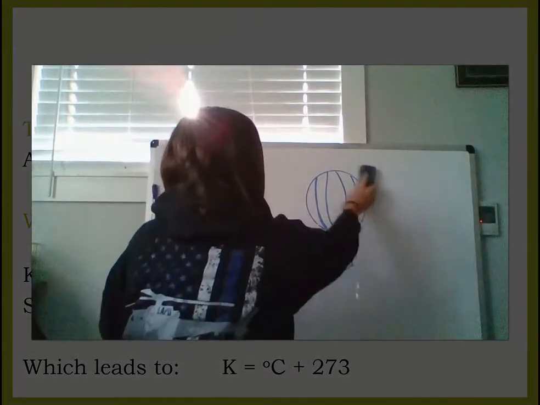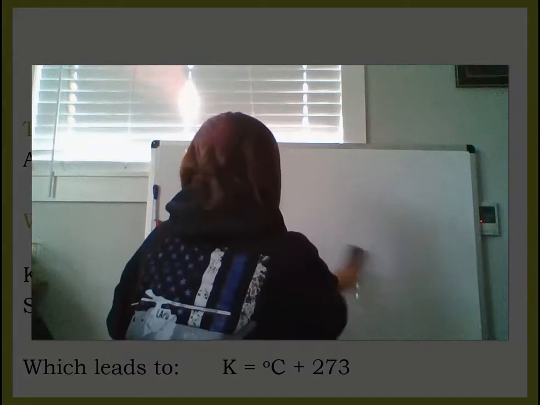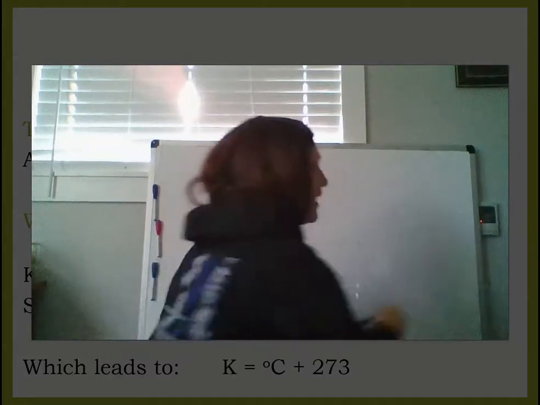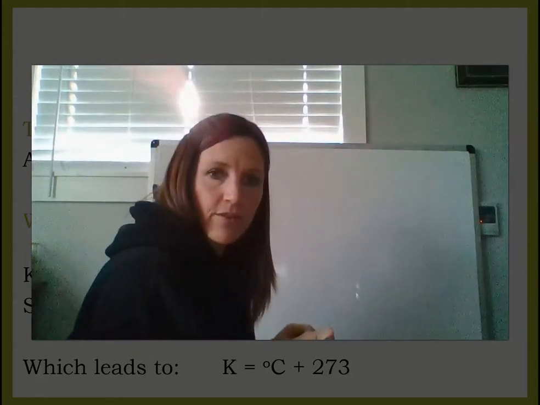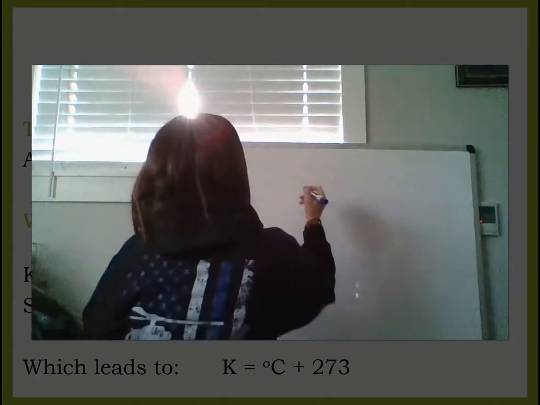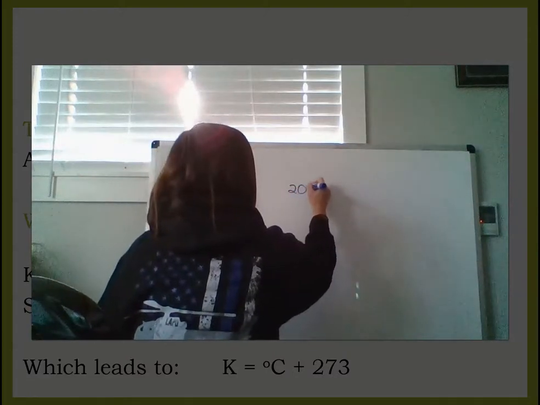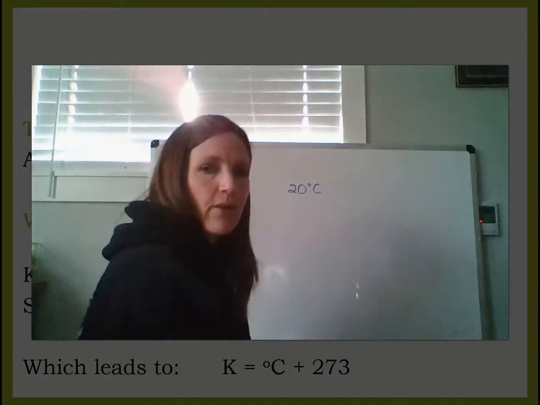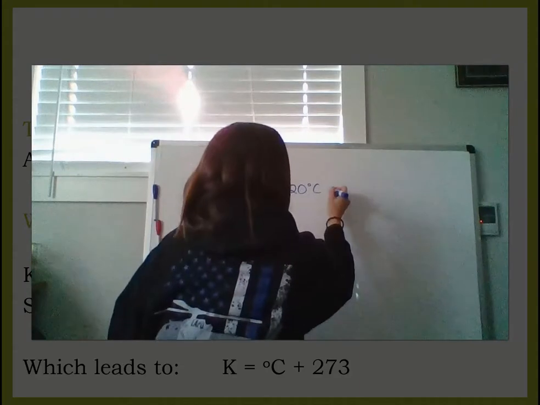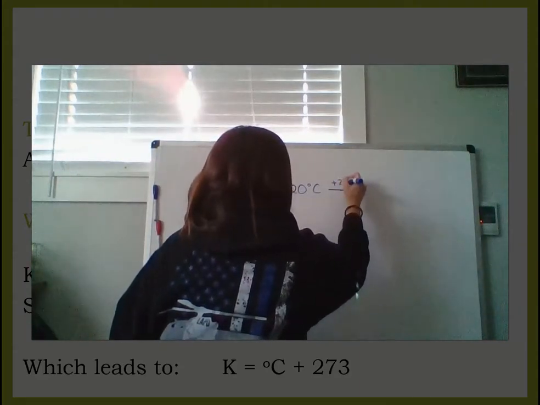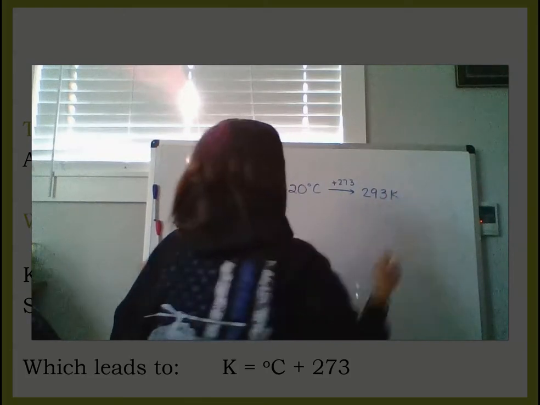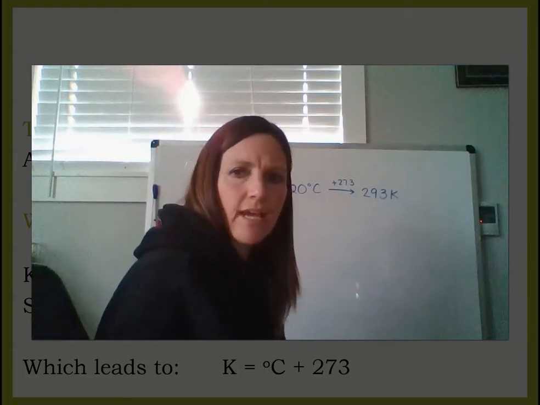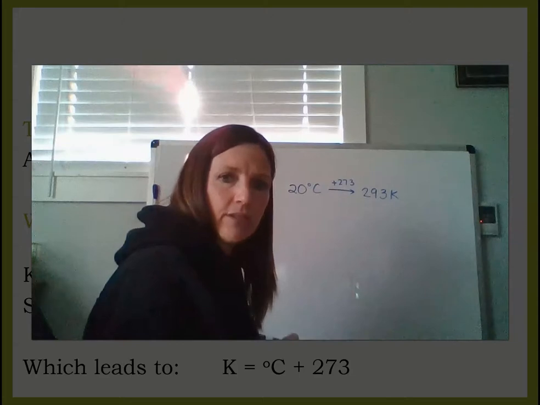So what we do is pretty simple, actually. Whatever the degree is in Celsius, we're going to add 273 to that to get to Kelvin. So if something is 20 degrees Celsius, if I want to change that to Kelvin, I'm just going to add 273 to get to 293 Kelvin. Now, Kelvin does not have a degree sign with it. It just is 293 Kelvin.